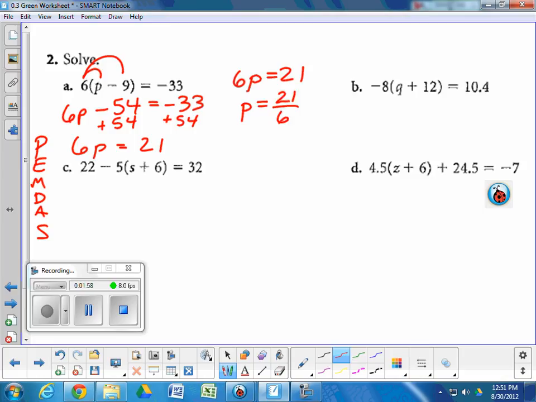And as a decimal, that would be 3.5. Okay? So 3.5 is a good answer. Sure. Yes, you can use calculators on the test. Okay, so this sometimes interrupts.